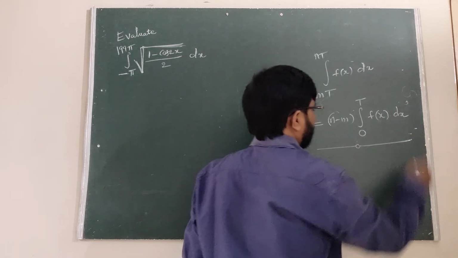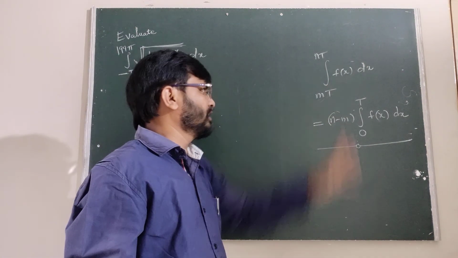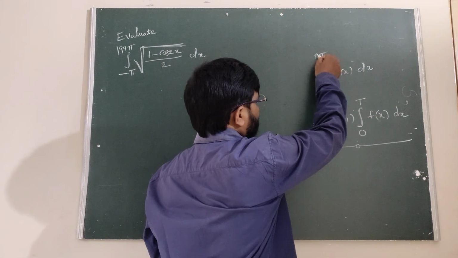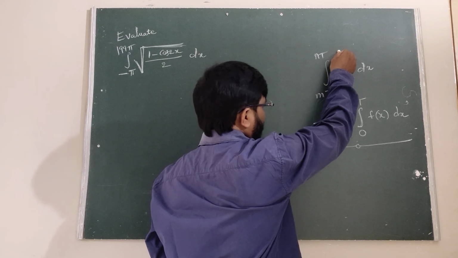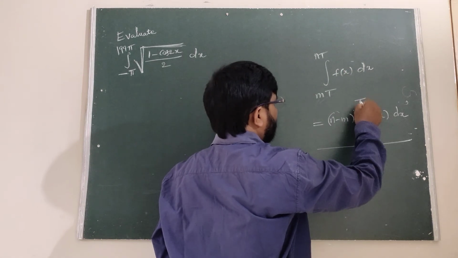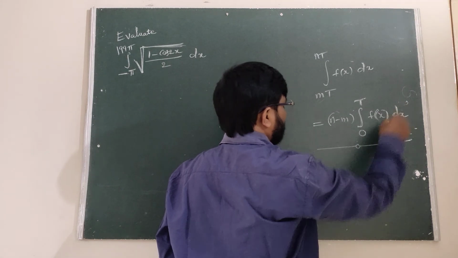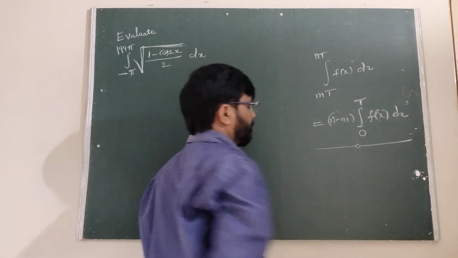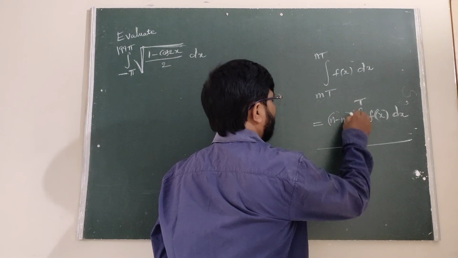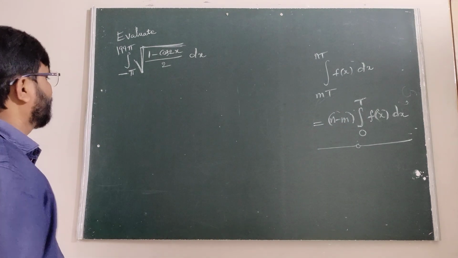This is the form. How to write here? The integral mT to nT f of x dx. How to write this one? We can write mT minus mT, 0. This is nT minus mT, where T is the common. Then n minus m into T, where T is the period of the function f of x. Thus you can write the n minus m outside of the integral. Therefore we are taking here similarly.